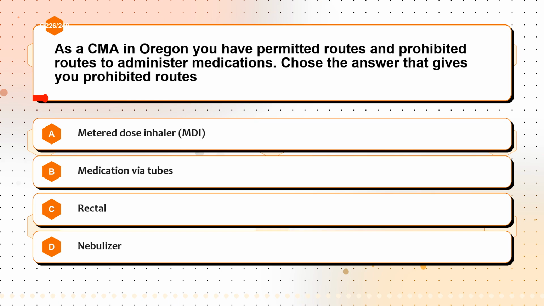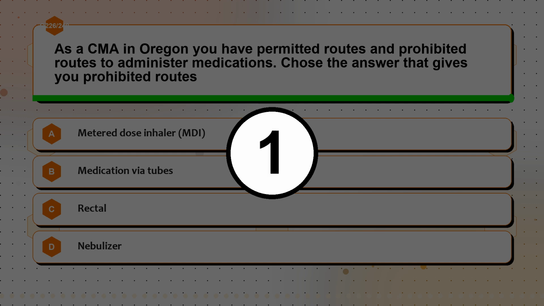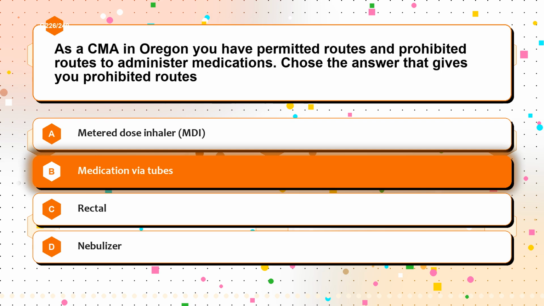Question 226. As a CMA in Oregon, you have permitted routes and prohibited routes to administer medications. Choose the answer that gives you prohibited routes. Here are the options. Option A, metered dose inhaler, MDI. Option B, medication via tubes. Option C, rectal. Option D, nebulizer. The correct answer is option B, medication via tubes.